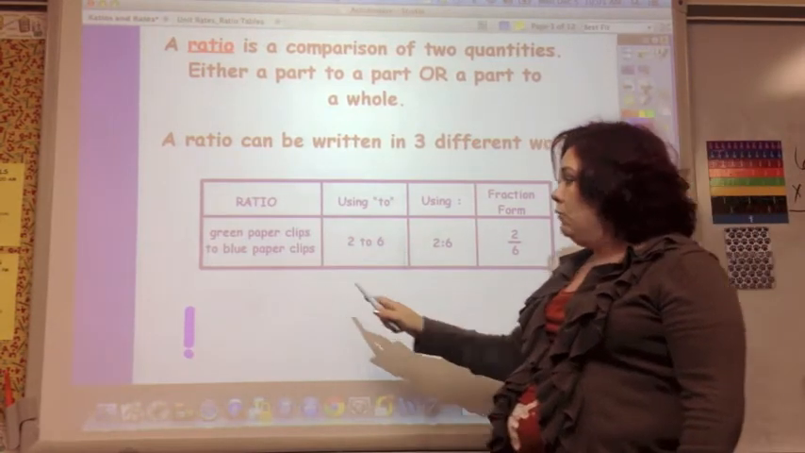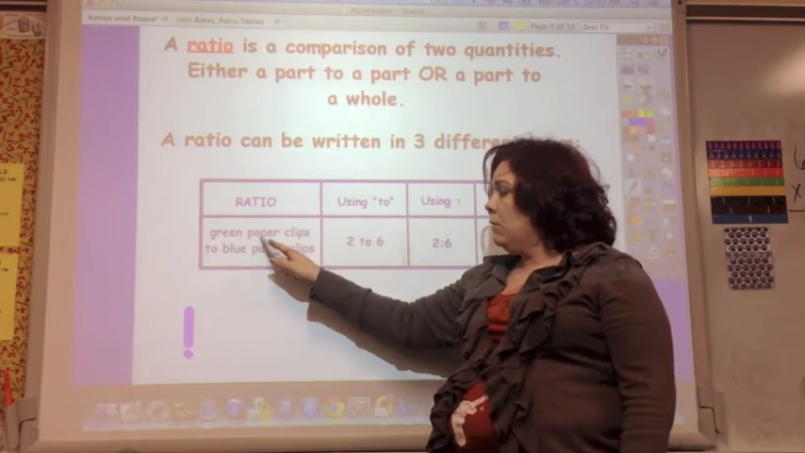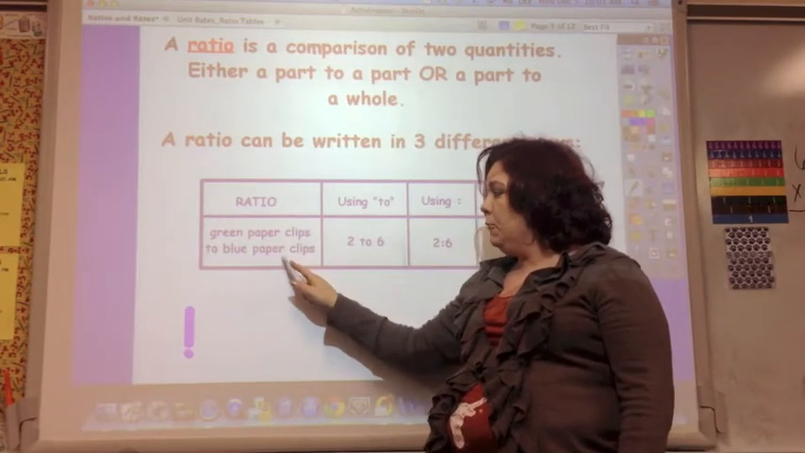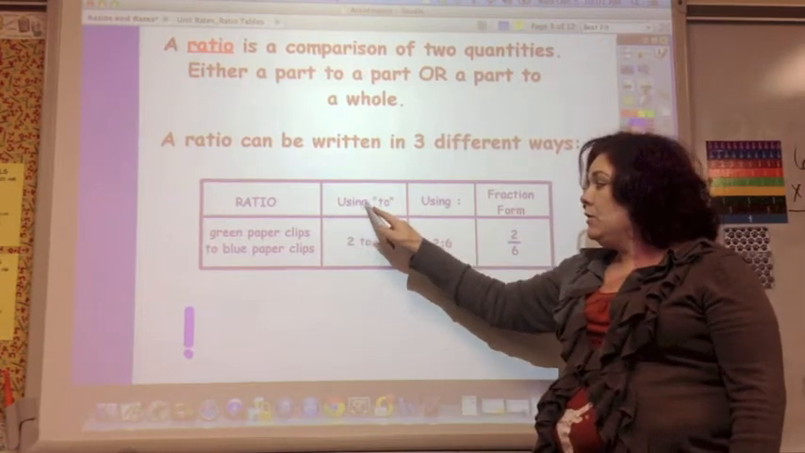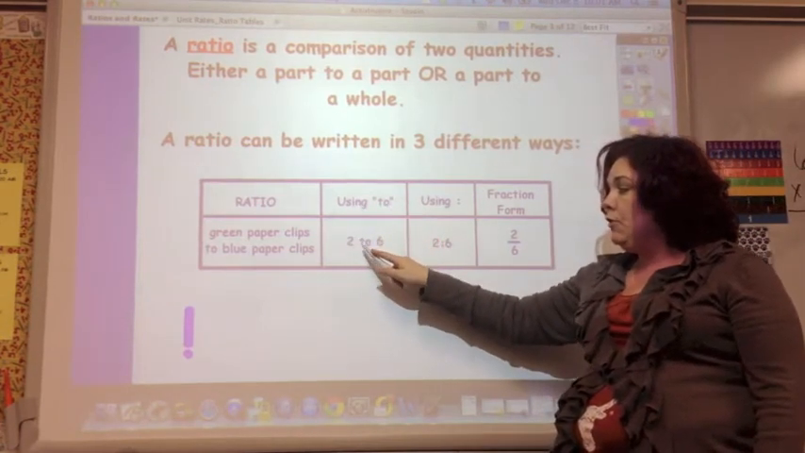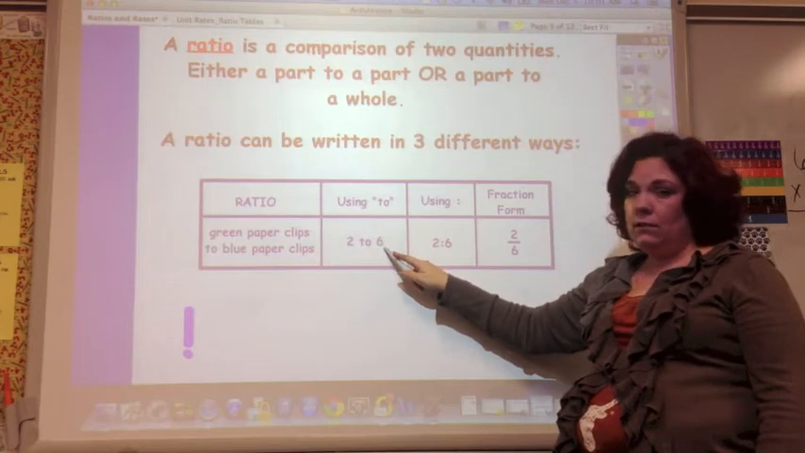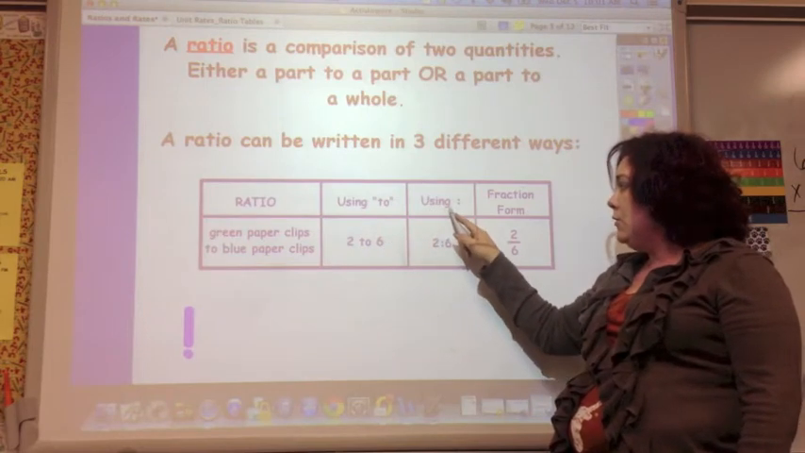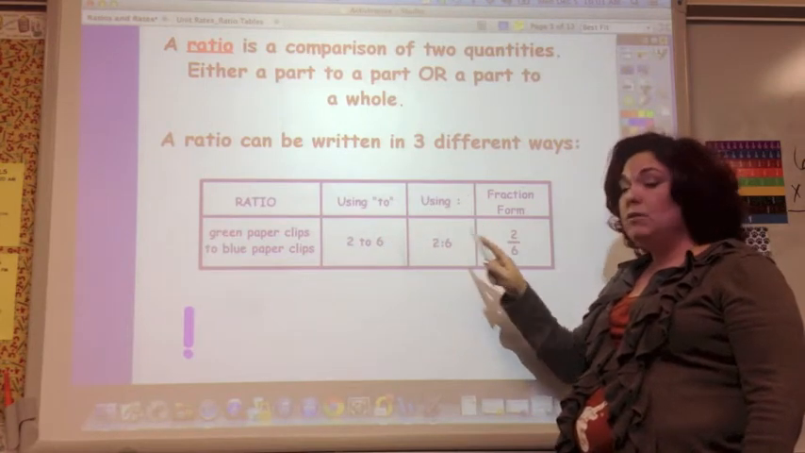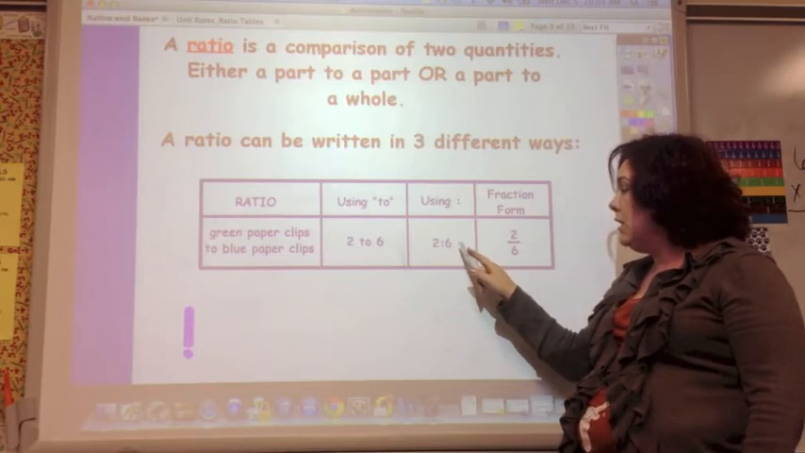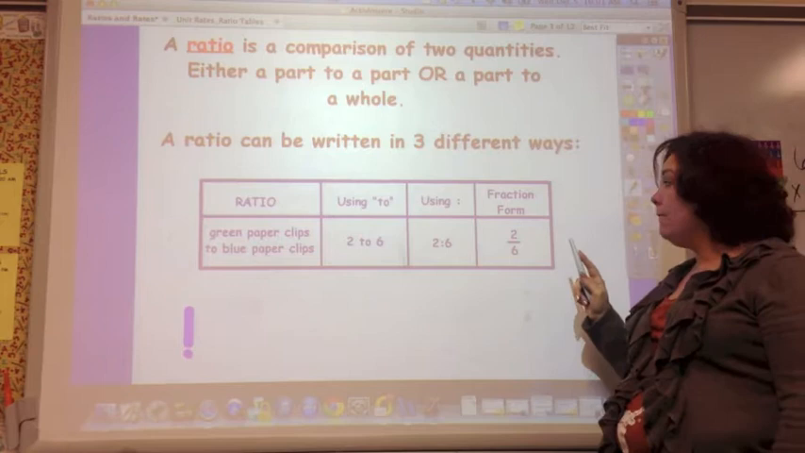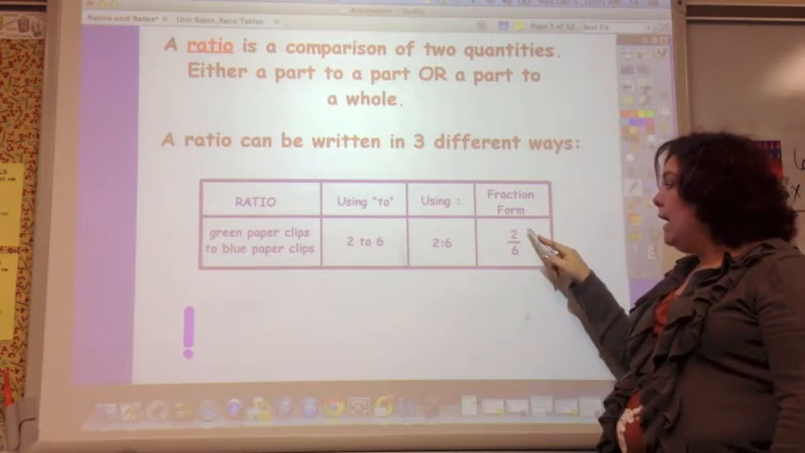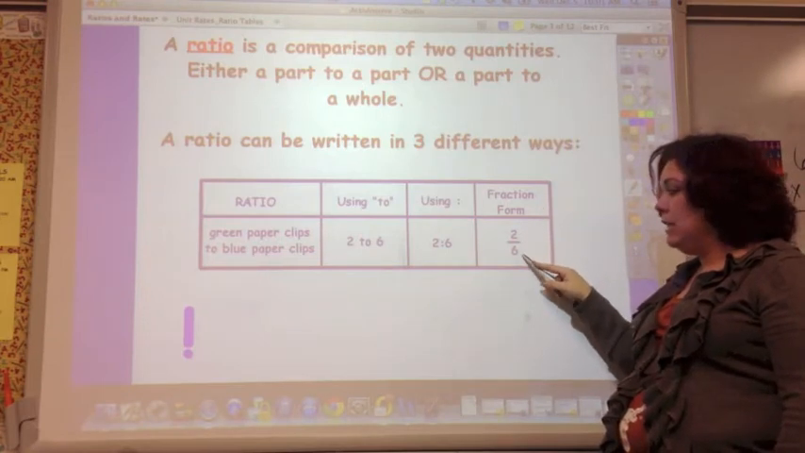You need to write down the ratio is green paper clips to blue paper clips. That's in words. You can do it using the word "to": 2 to 6. You can use a colon, but you say it 2 to 6. Or you could do it in what looks like a fraction, but is not a fraction, it's just fraction form, and you say 2 to 6.